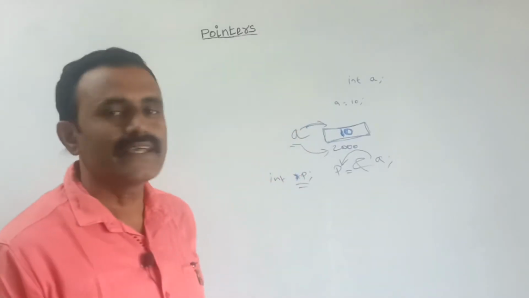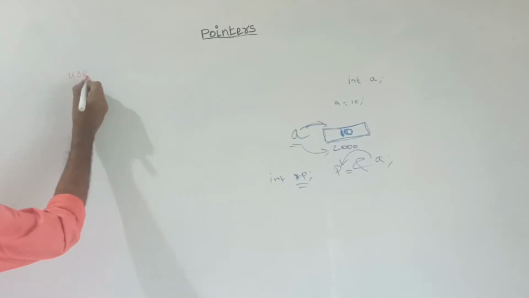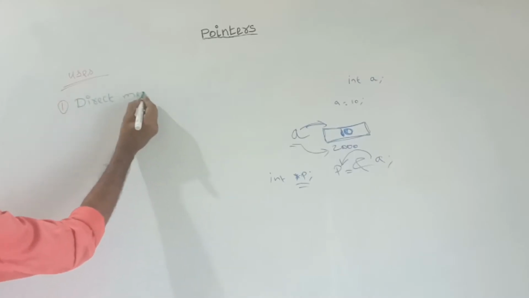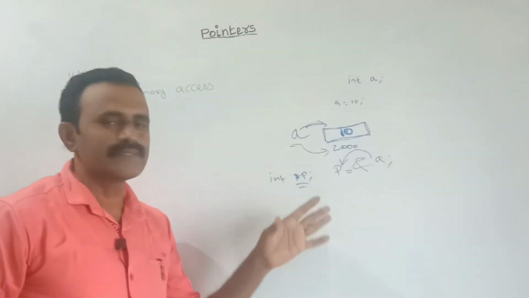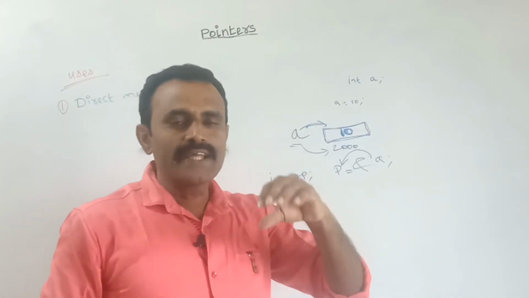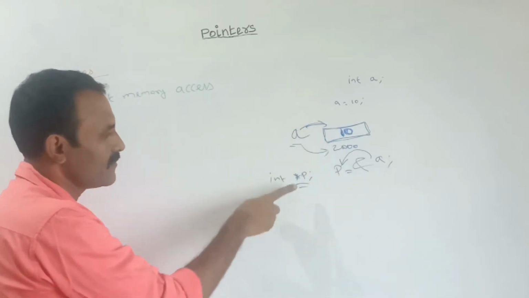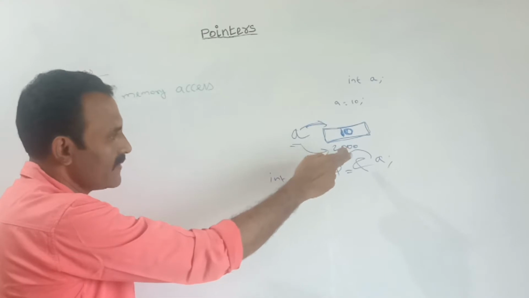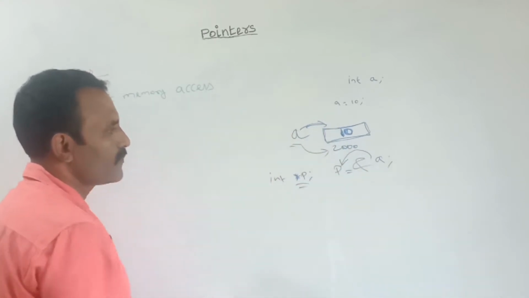Now let us see the uses of pointer variables. The first use is direct memory access. The pointer provides direct memory access, so we can directly access the memory. Let us take the same example here. With this pointer variable, we can directly access the address by using the address operator.